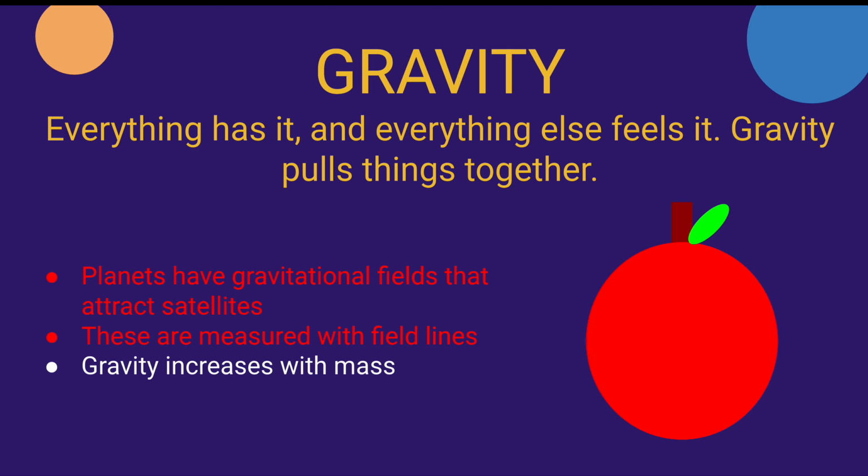Let's start by discussing gravity. Everything has it and everything else feels it. Gravity pulls things together. Here it's symbolized by this picture of an apple. Everything in the universe has gravity, but planets are the most famous for having it. They have gravitational fields that attract satellites like, say, moons. Gravity is measured with field lines, and, according to Isaac Newton, gravity increases with mass.